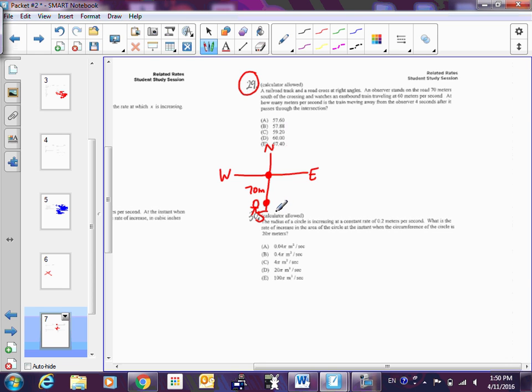And then it says there's an eastbound train traveling at 60 meters per second. So the train is traveling from west to east. So I'm going to put a little arrow there, and we'll say the train is right here. And they tell us how fast that train is going, 60 meters per second. So I'm going to go ahead and write that on the picture as well. I don't know how long this is, but maybe I can figure that out with some additional information. Then it says, how many meters per second is the train moving away from the observer? So keep in mind, the observer's down here at south, the train is over here at east. So what we need to do is connect those two things.